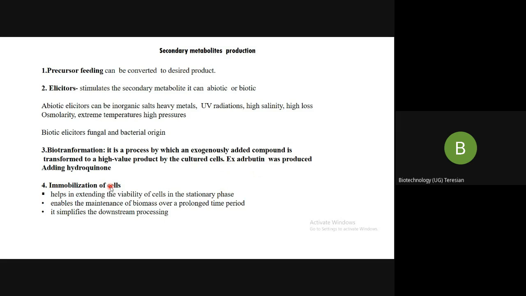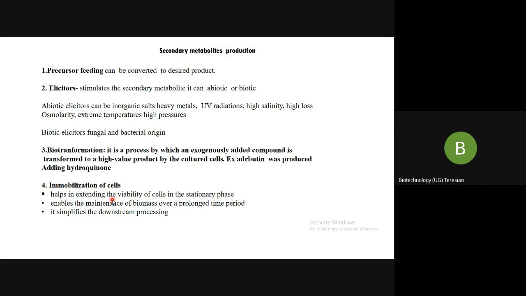We remove these drawbacks. Therefore, we use this technique called immobilization, which has a lot of advantages. It helps in extending the viability of the cells in the stationary phase. We told that the cells will not be viable, but by using immobilization, we are seeing to it that the viability of the cells in the stationary phase is maintained, and thus enables the maintenance of the biomass for a prolonged time period. It simplifies the downstream processing, in the case where the products are secreted in the medium.